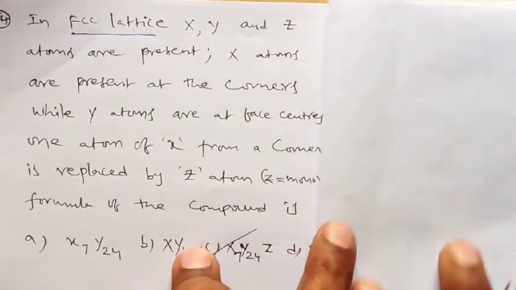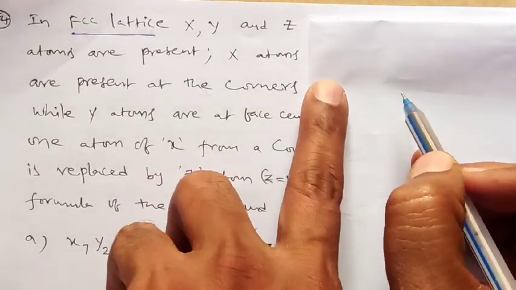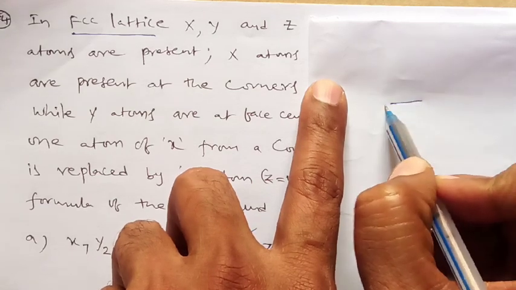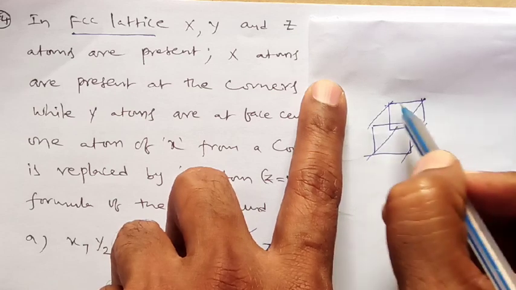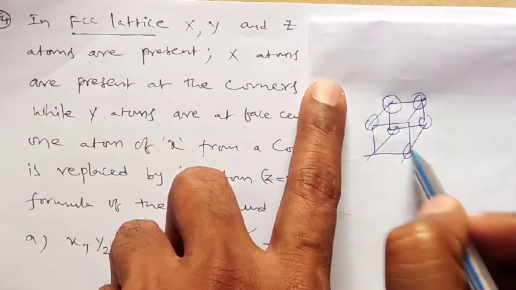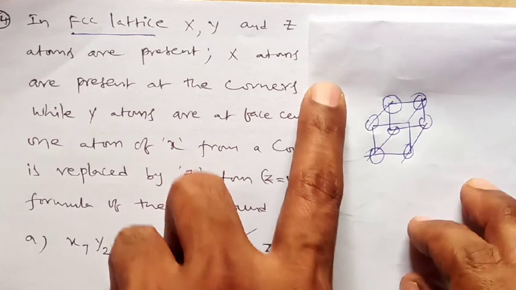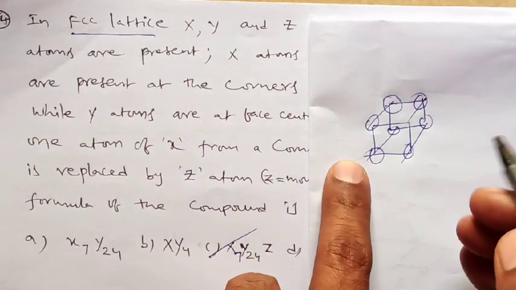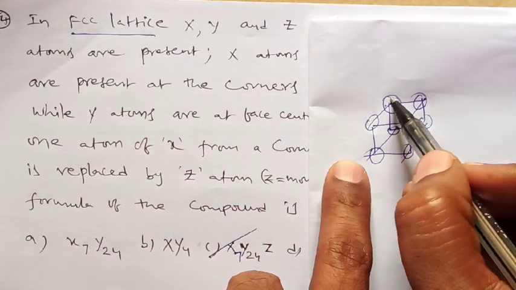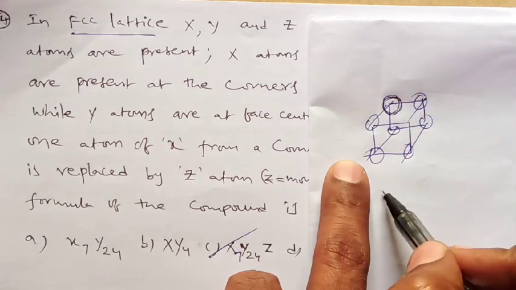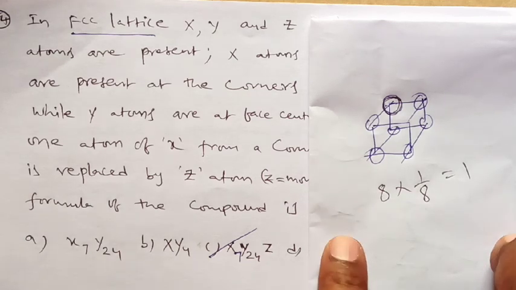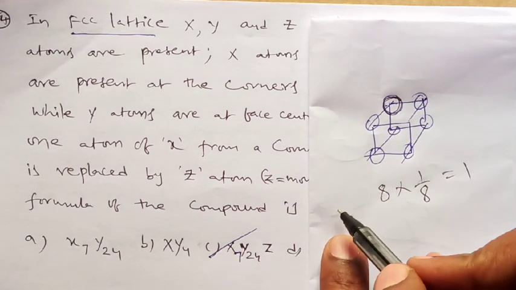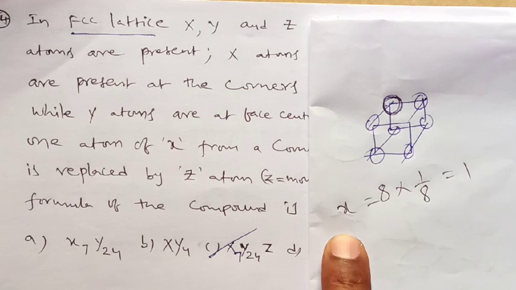Here I shall give the shortcut clarification. Suppose you take the unit cell, the corner points are occupied by X. So 8 corners are occupied by X. What is each corner's contribution in one unit cell? 8 into 1 by 8 will give 1 effective point. So X contribution equals 8 into 1 by 8 X, that means you'll get X1.